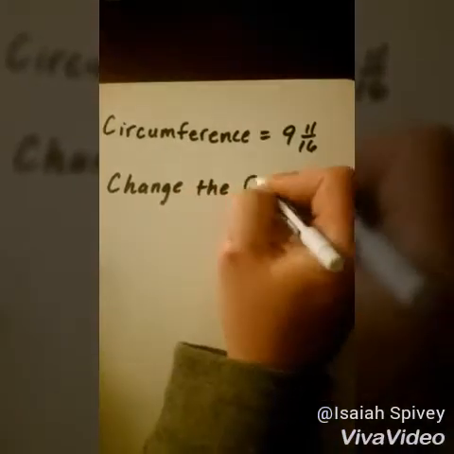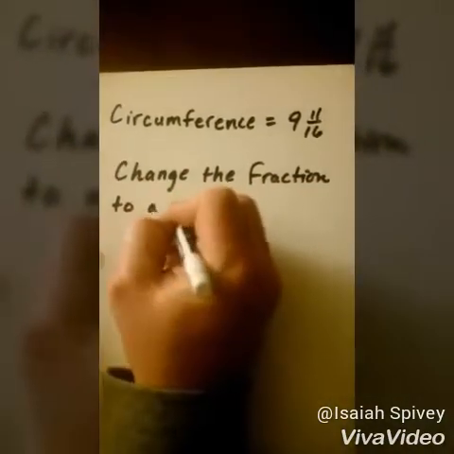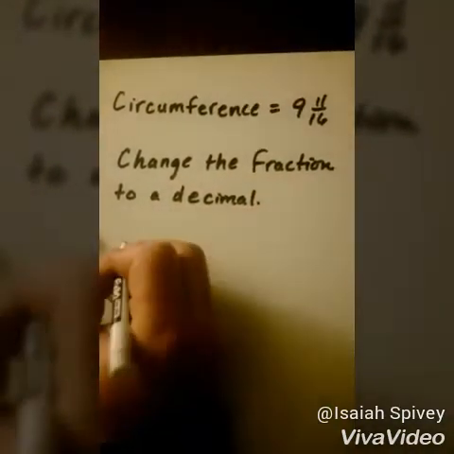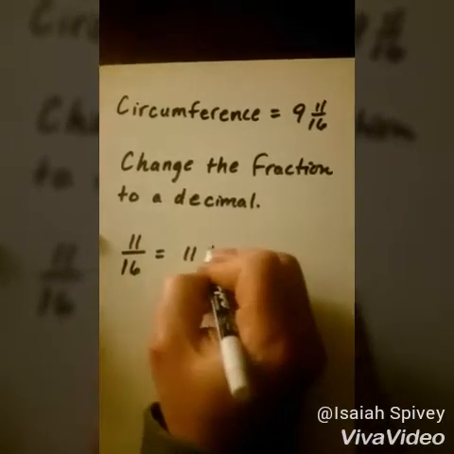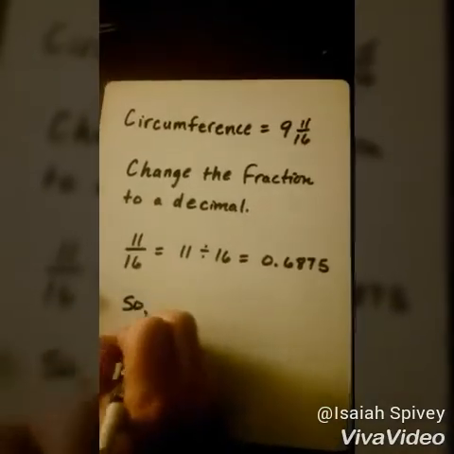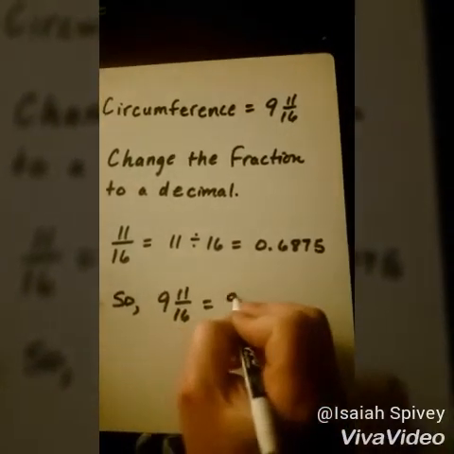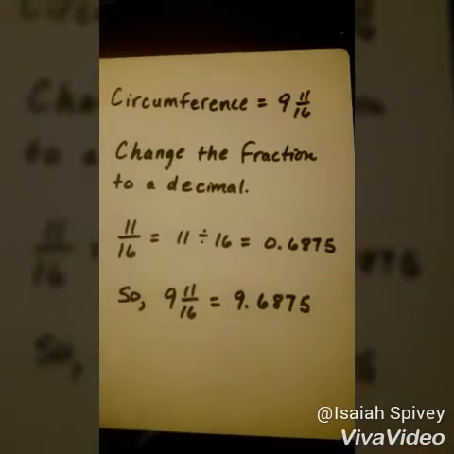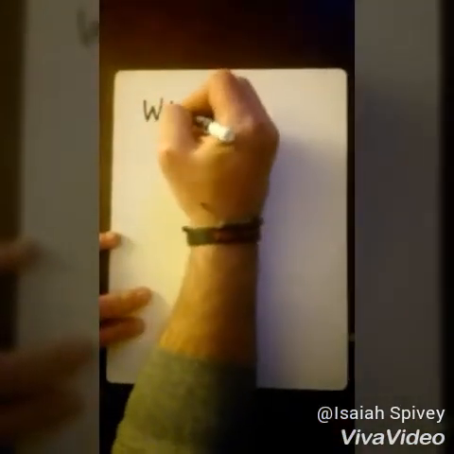We got a measurement of 9 11/16. You're going to want to change that fraction to a decimal. To do that, simply divide the top number by the bottom number. 11/16 is 0.6875. So 9 11/16 is 9.6875.